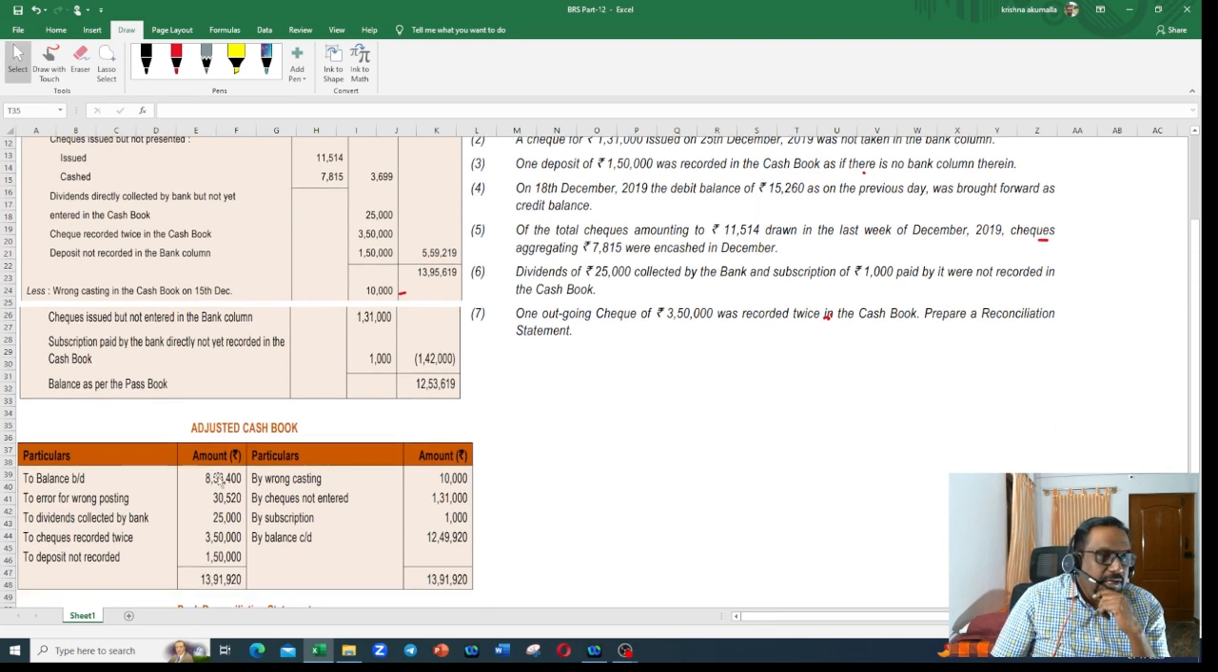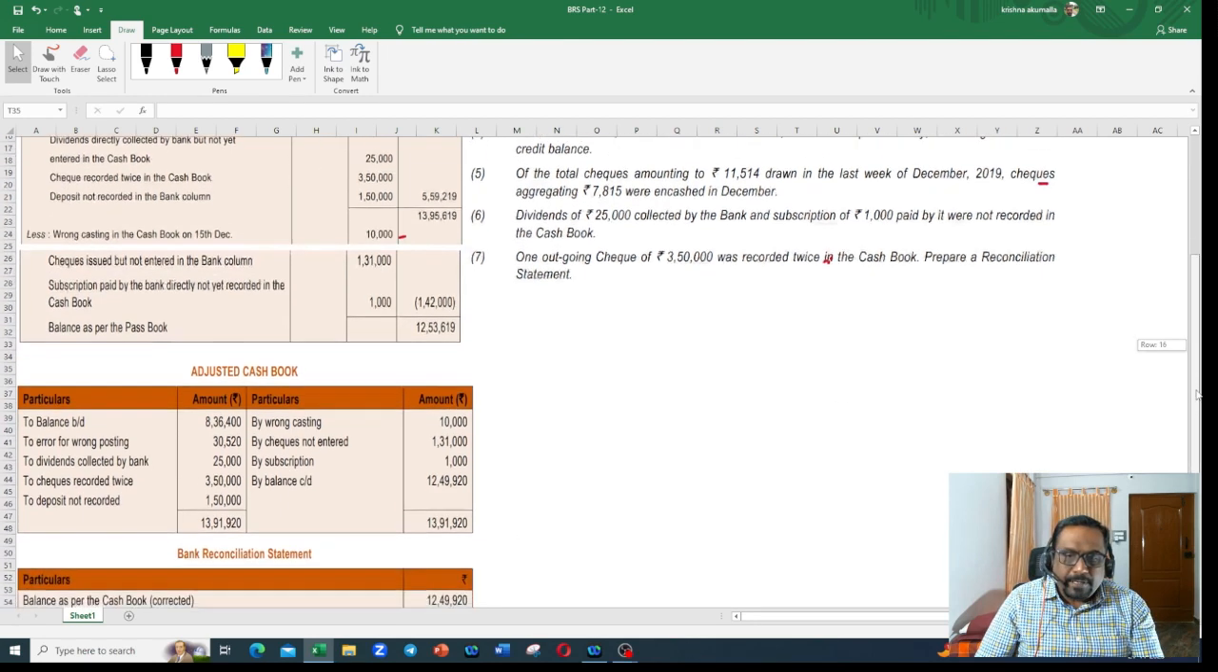So here you see, debit side we have totaled 13,91,920, and same total we kept in credit side. When we subtracted 10,000, 1,31,000 and 1,000, we got 12,49,920. This is the balance carried down. This is the adjusted cash book balance, right? Now we got the adjusted cash book balance. By taking this adjusted cash book balance, we need to prepare the reconciliation. How do we prepare the reconciliation? That we are going to look into now.